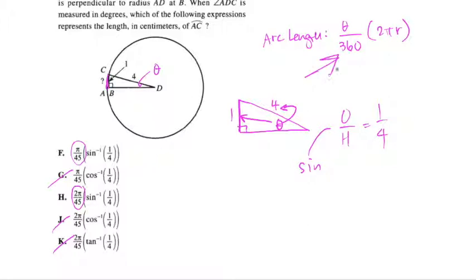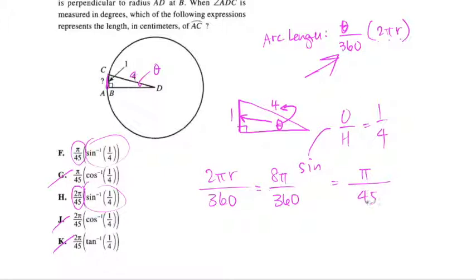Well, let's look at the formula. This theta is actually going to be this part here, so we can ignore that. Let's just look at 2 pi r over 360. So 2 pi r over 360, that r is 4. That's our radius. So that's 4 times 2 times pi. That's 8 pi over 360. 8 pi over 360 reduces to pi over 45. So the answer is going to be F.